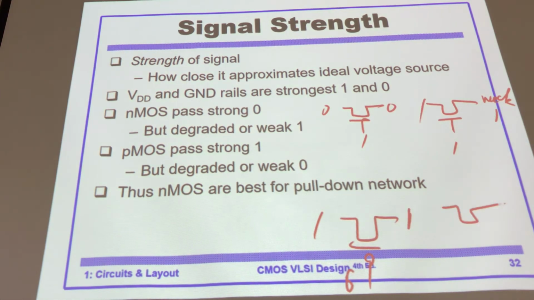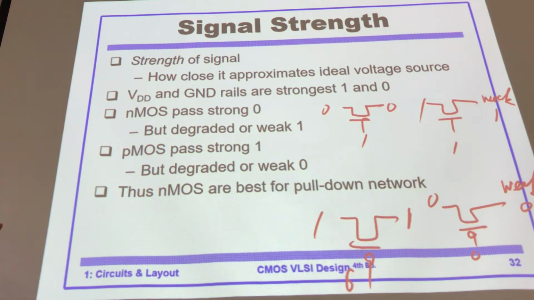However, to connect a 0 signal, this is a weak 0, meaning you are not getting 0 volt, but a little bit higher than 0 volt. So that's a weak 0 signal. So that's why we use NMOS in the pull-down network. We use PMOS in the pull-up network.